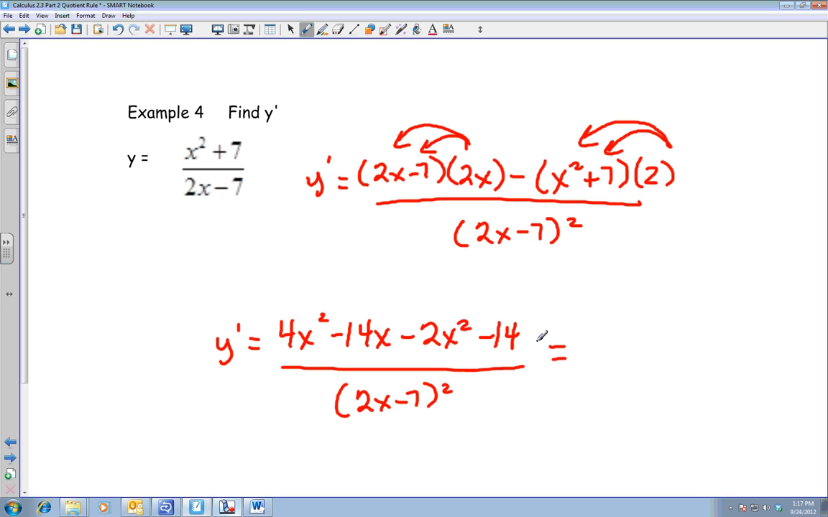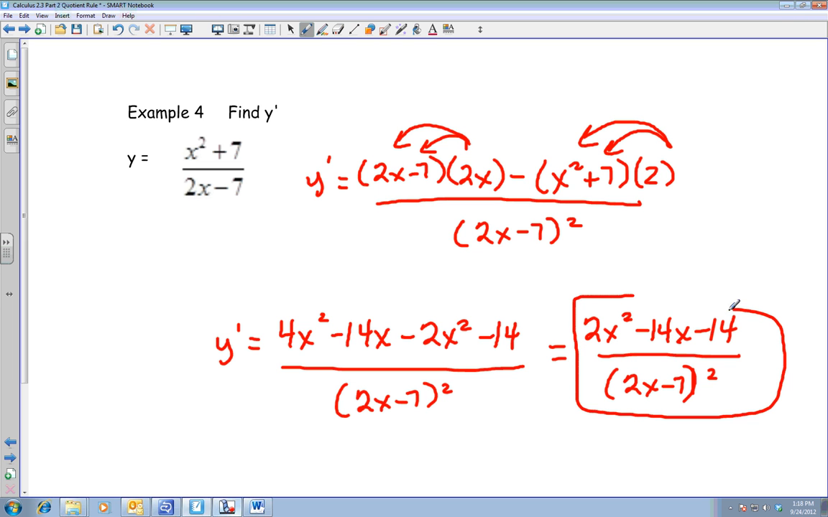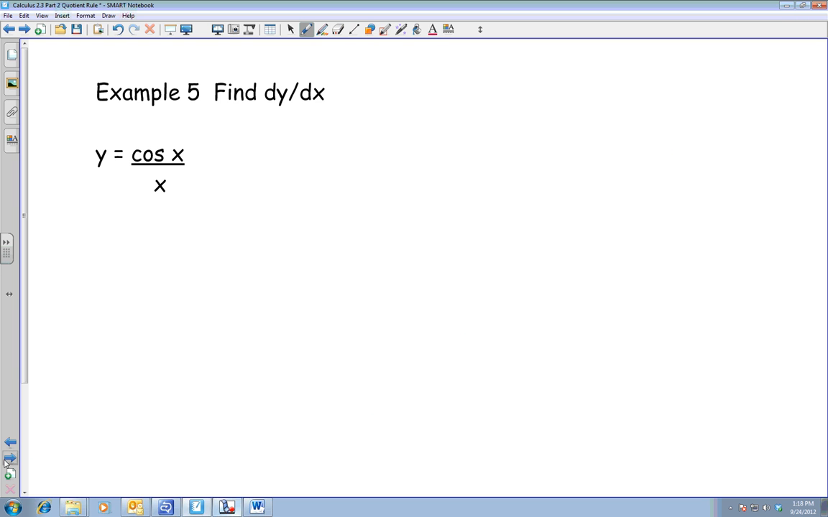So when I simplify and combine like terms, I get 2x squared minus 14x minus 14 all over 2x minus 7 quantity squared. I don't know what's wrong with my marker. Okay, and even though I could factor out a 2 here, we're not going to do that because it's not going to do any good. Nothing will cancel, so I'm going to leave it just like that. Okay, I think we have 2 more examples.